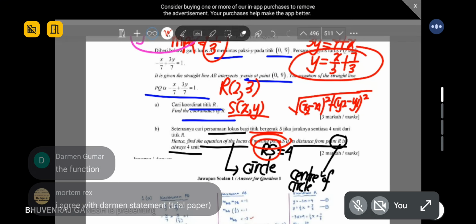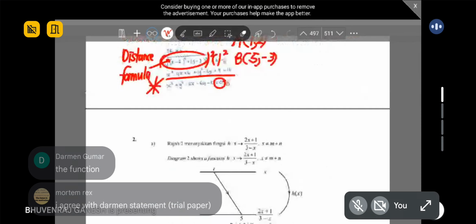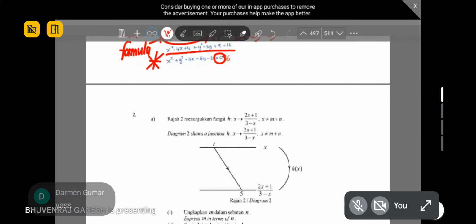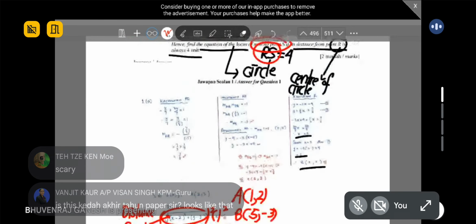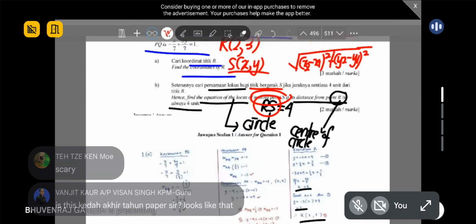The function. Oh, the bottom one, is it? This one. Oh, we'll discuss. Don't worry. Slowly. Okay, so for question 1, guys. Question 1, all of you clear?